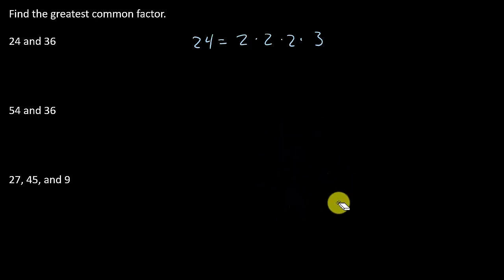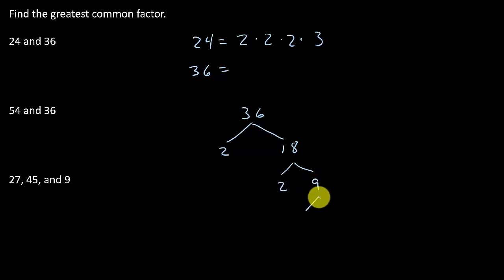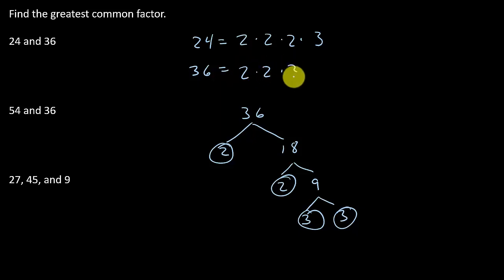36 is equal to, well, 2 times 18. 18 is 2 times 9. And then the 9 we can write as 3 times 3. And so the 36 can be written as 2 times 2 times 3 times 3.